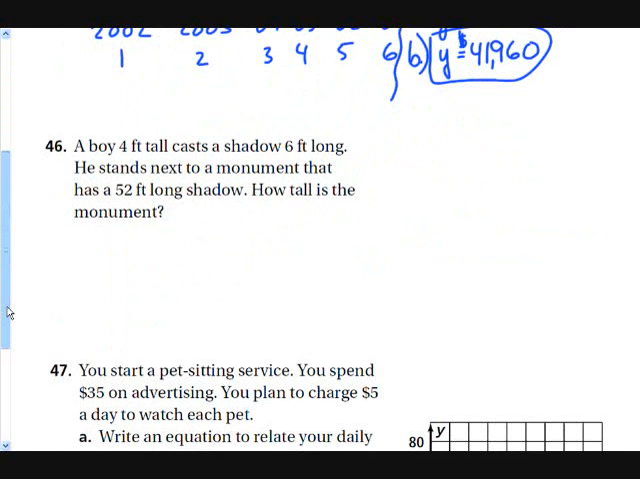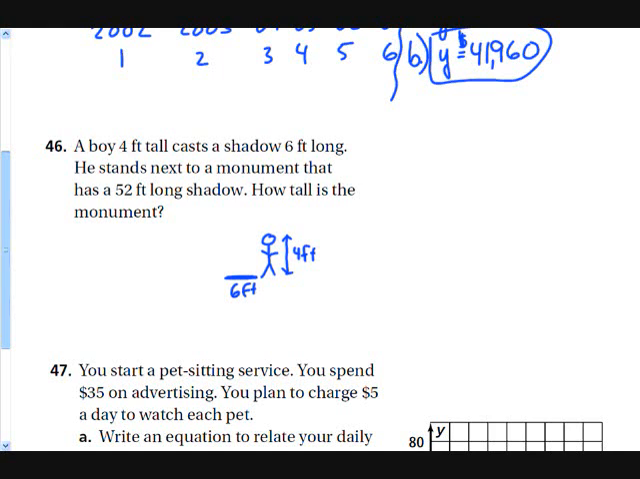For the next one, it says, a boy that is 4 feet tall casts a shadow 6 feet long. He stands next to a monument that has a 32-foot long shadow. How tall is the monument? Okay, so we've got our boy here. I know I'm quite the artist. And he casts a shadow on the ground. And it says that the boy is 4 feet tall and casts a shadow that is 6 feet long.